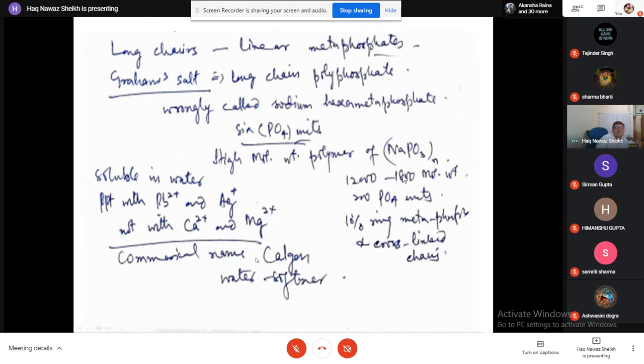The commercial name of this compound is Calgon. It is a water softener, commercially used for water softening. There are some companies, say Aquaguard and others, which install water softeners in domestic as well as commercial buildings, which soften water and then supply the water to washrooms and kitchens, free from calcium and magnesium. They use this Calgon as water softener. Water is passed through an ion exchanger which contains these compounds.